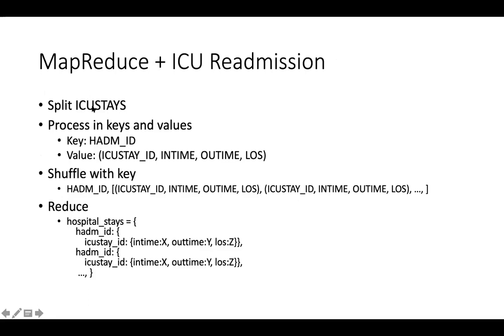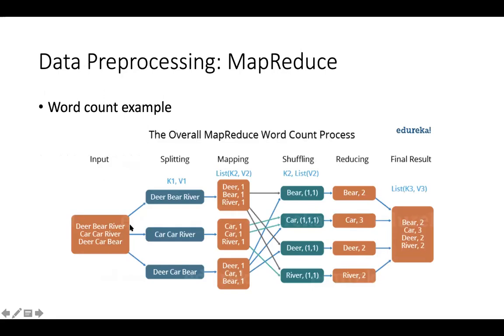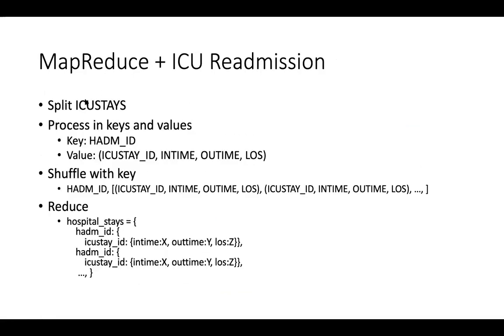What you would start with is splitting the ICU stage, like splitting the individual lines into the nodes or into the clouds, the file system. So you have individual ICU stages, and then you process in keys and values, because as I said, everything is processed in key value once you go to the shuffle stage and the reduce stage. So you actually have to define what are going to be the keys and what are going to be the values.